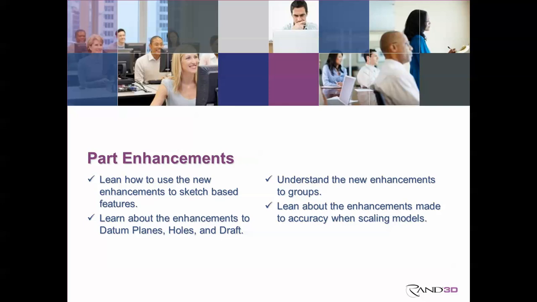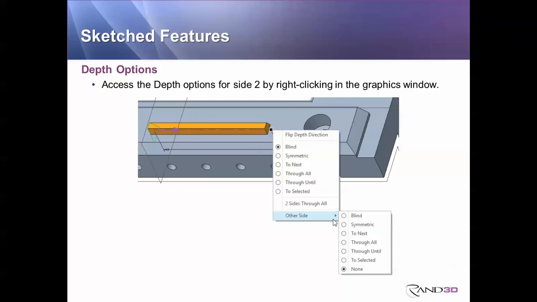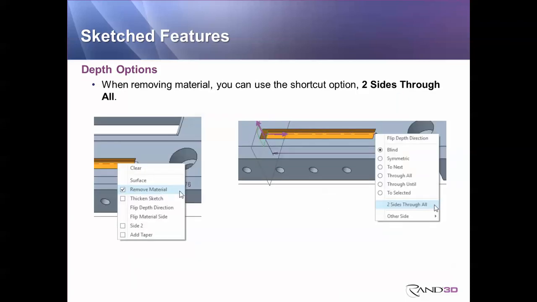In the part mode environment, you've got several new enhancements to include when it comes to your depth options, say for an extruded form. You're able to access the depth options for the second side through the contextual menu. You don't have to go through the options panel of the creation interface to access the second side limit options. You can do it graphically through the contextual menu. You also have, in the case of removing material, the two sides through all enhanced option that will allow you to remove material in both directions from your sketch through all assignment very quickly. You don't have to set both side one, side two. You do it through that one option.